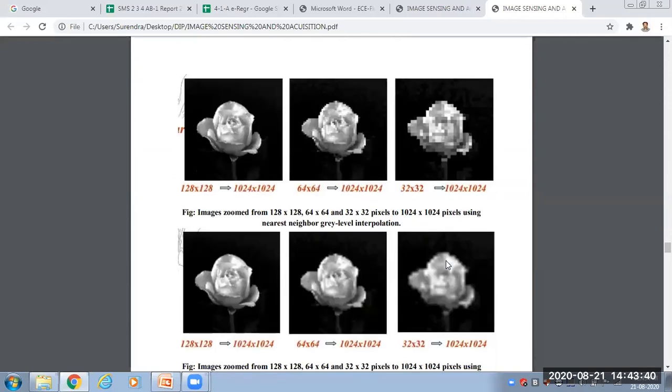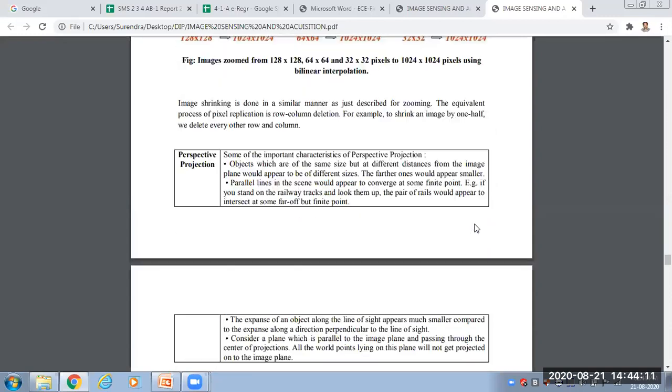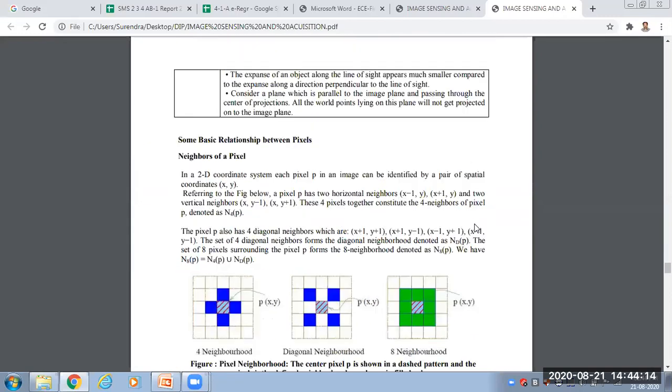Okay, so here like this is the zoomed version. This is 128 by 128 zoomed into 1024 by 1024. So interpolating means enlarging, a 128 image is enlarged into 1024. Similarly, if you enlarge 64 by 64 into 1024 by 1024, what happens? Your intensity values can vary from one point to another point. So like this, we are changing our intensity values. That is called interpolation.